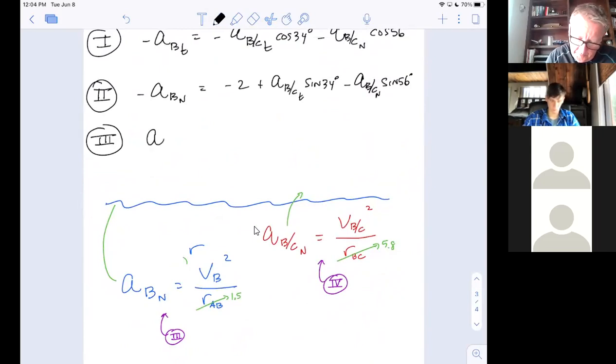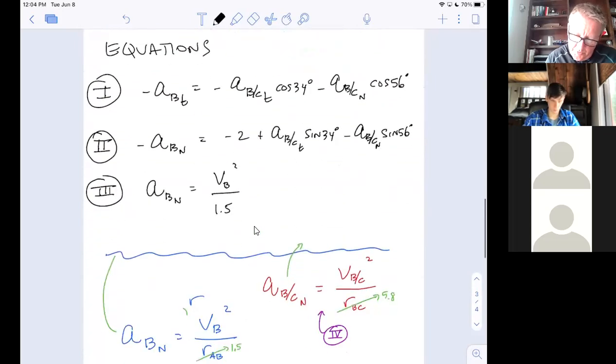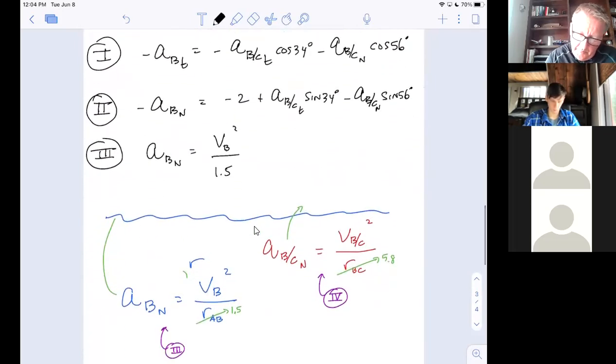So acceleration of B normal can be found by taking the velocity of B and squaring that, divided by 1.5. But we know what the velocity of B is. We just figured it out. It was 7.42. So I'm going to just replace it rather than cross it out. 7.42. And I think I'll just write it over here.